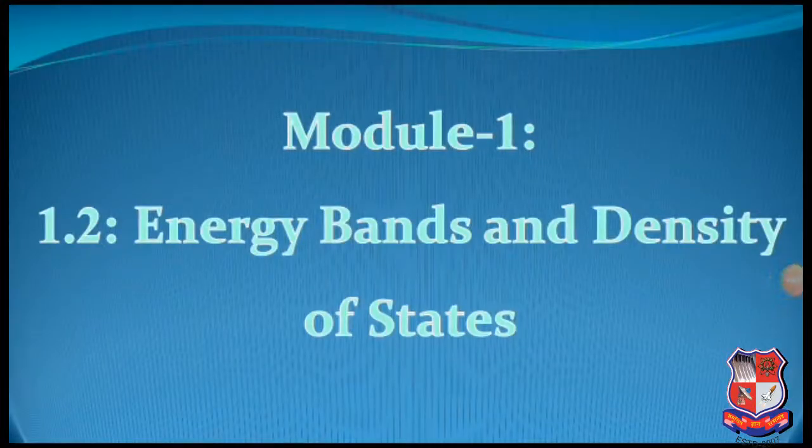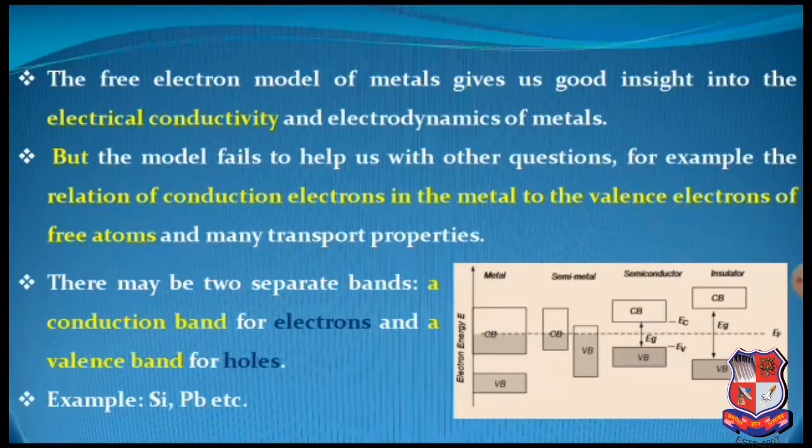Hello dear students, today we are going to study about the energy bands and density of states. As we discussed in our previous lecture on classical free electron theory, when an electron is in the steady state, that means no external electric field is applied, the electron will continue its random motion inside the material. The free electron model of metals gives us good insight into the electrical conductivity and electrodynamics of metals, but the model fails to help us with some other questions.